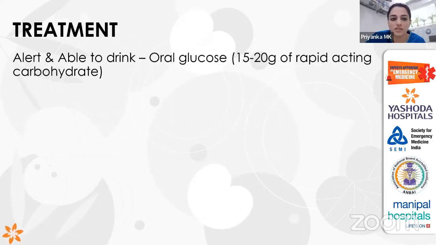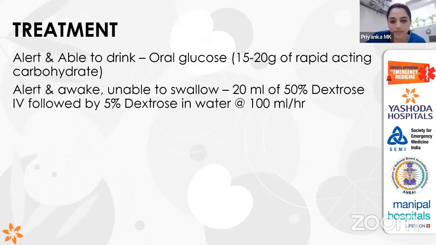If the patient is alert and able to drink, you can give oral glucose. You can give 15 to 20 grams of rapidly acting carbohydrate. If the patient is alert, awake, but unable to swallow, as in post-op recent surgical patients, you can give 20 ml of 50% dextrose IV, followed by 5% dextrose in water at 100 ml per hour.